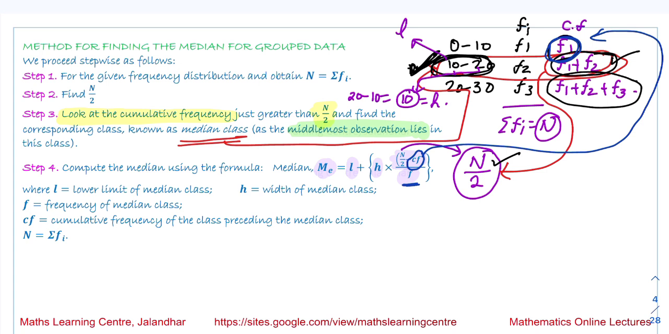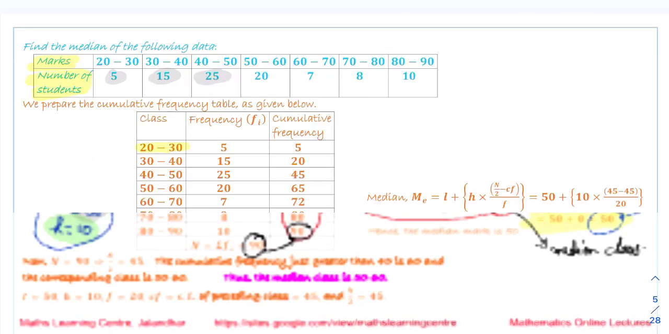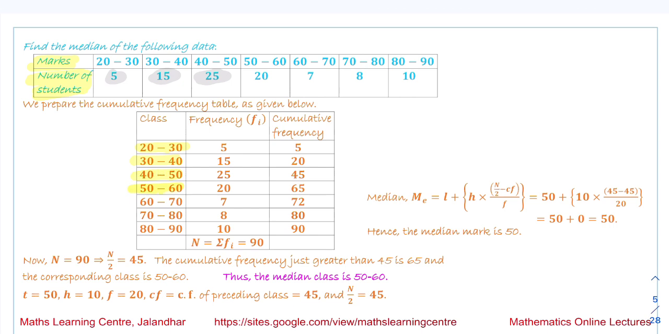So this data is given to us. These are the marks and these are the number of students, the frequencies, given corresponding to these marks. We have to find the median for this data. We have written the classes over here: 20 to 30, 30 to 40, 40 to 50, 50 to 60. These are the classes.